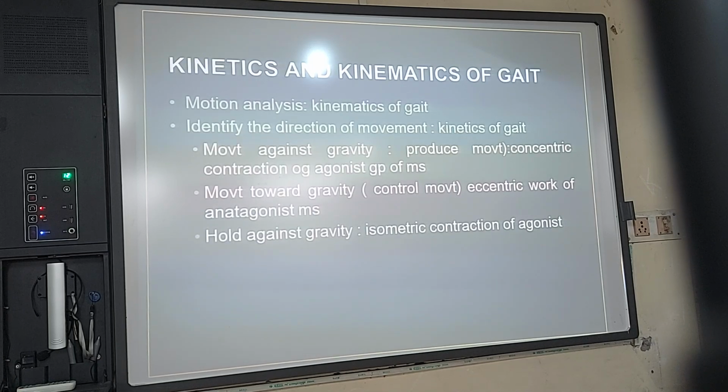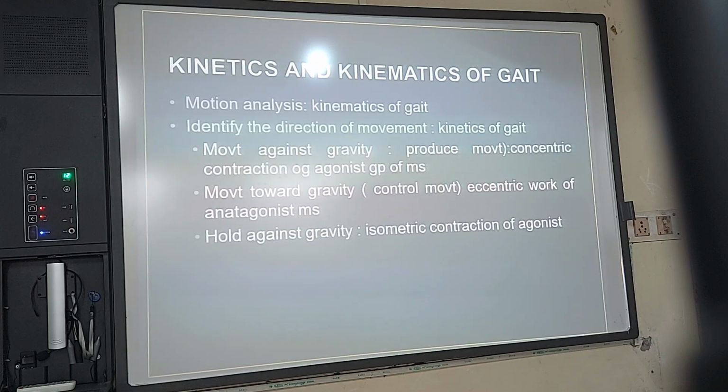Now you understand what is kinetics and what is kinematics. You know that? Fine. If you have to analyze the motion, you say it is the kinematics of gait. What motion is happening? If you see that it is flexion motion, or extension motion, or plantar flexion, dorsiflexion, you say it like this. And if you have to identify the direction of motion happening, that is called the kinetics of gait. Fine. There are two variables which are happening, motion as well as the direction.